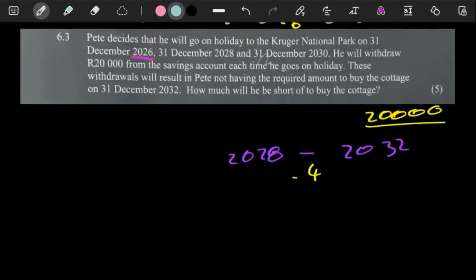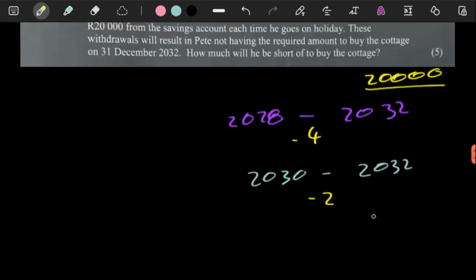And then the third and final one, which is in 2030. So what we know is 2030 until 2032. This is like 2 years, right? So what we already know is he forfeits 2 years where his 20,000 could have been gaining interest.